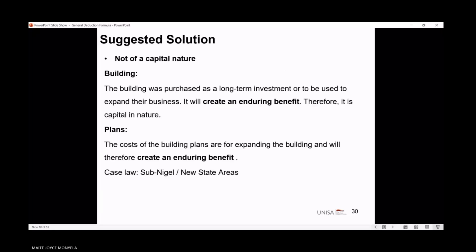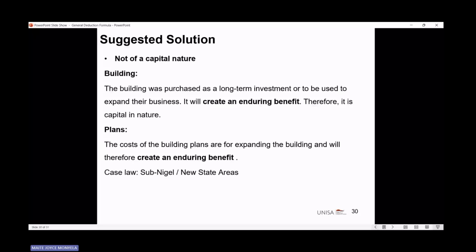Good morning. Ma'am, I just wanted to find out, for each requirement, are we supposed to refer to the case laws for each requirement? Yes, on this level you need to refer to the case law. Okay, thank you. And also you need to specify the section in terms of section 11.